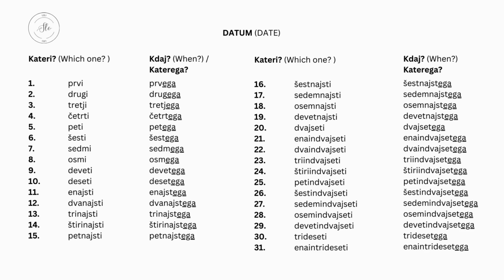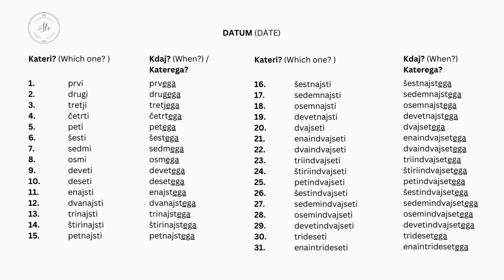Dvanajsti, dvanajstega. Trinajsti, trinajstega. Štirinajsti, štirinajstega. Petnajsti, petnajstega. Šestnajsti, šestnajstega. Sedemnajsti, sedemnajstega. Osemnajsti, osemnajstega. Devetnajsti, devetnajstega.